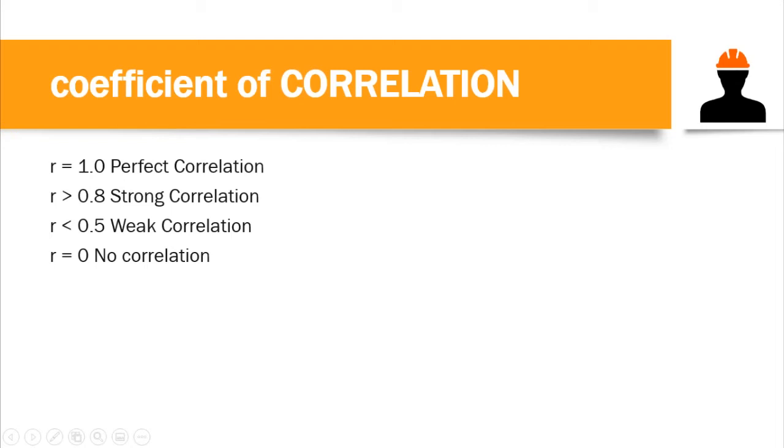If R is greater than 0.8, that means we have strong correlation. If R is lesser than 0.5, that means we have weak correlation between two variables. And if R is equal to 0, there is no correlation between the two variables.